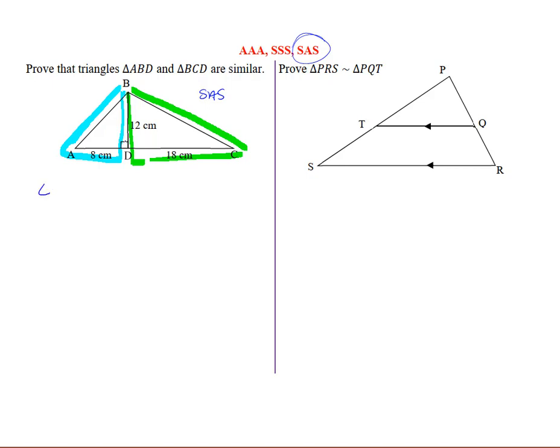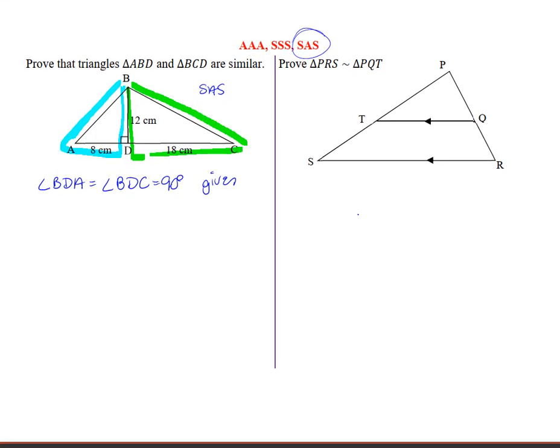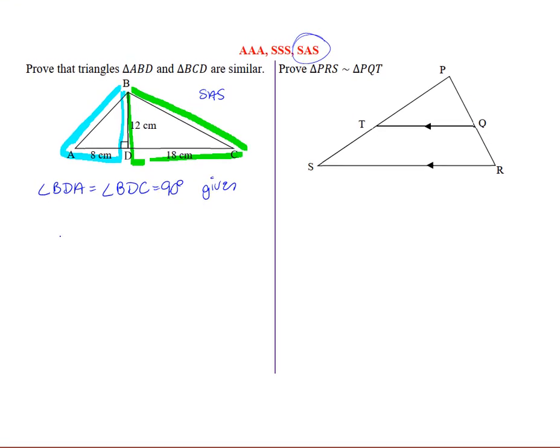So angle BDA equals angle BDC, which is 90 degrees. That's given to us. Now I have to prove that my corresponding sides are in the same ratio. Now the trick here is to not think that the triangles fold back onto each other, sharing 12, because that 12 can't be the corresponding sides because they'd be the same. So what you have to think about in this one is turning the triangles around.